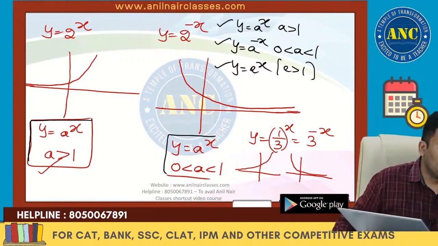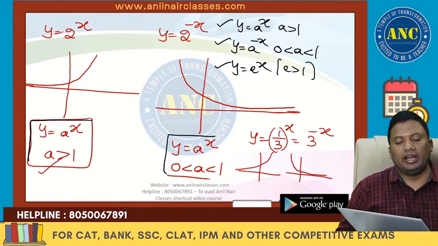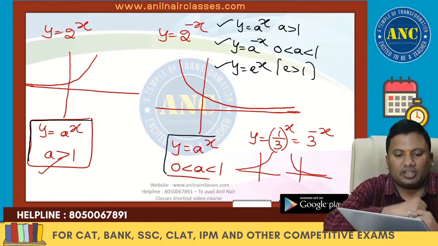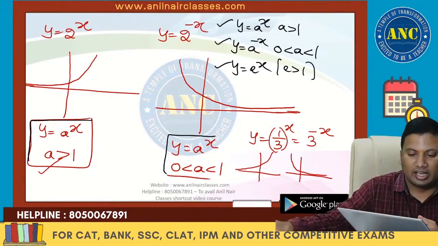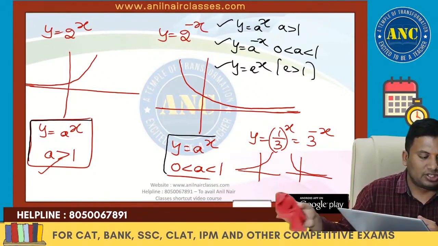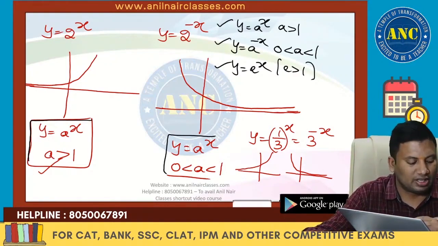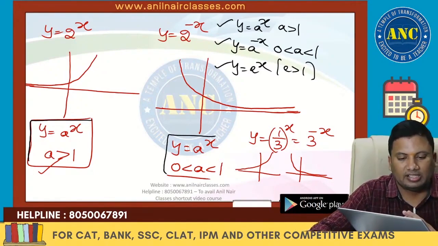I hope these three are clear to you. Kindly reply in the live chat if it is clear. Is the idea clear to you? Once you understand the exponential function, the logarithmic function is the inverse of the exponential function. Everybody kindly reply if this idea is clear.